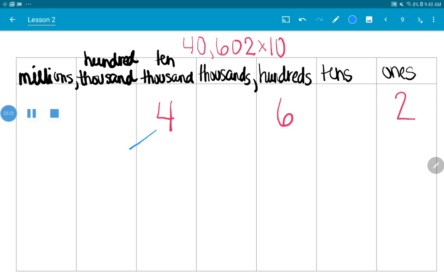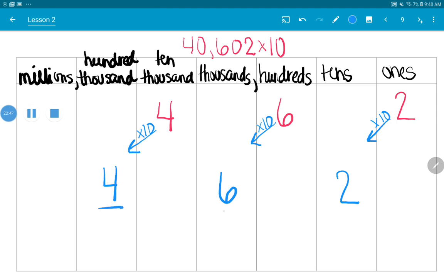They're going to go up to the hundred thousands. They become 400,000. What happens to my 600s? They go up to the thousands. Christopher, how about the ones? The ones, they go up to the tens. You get 20.